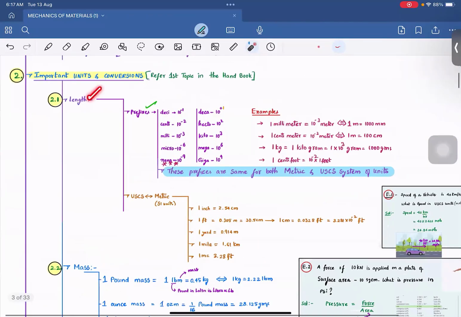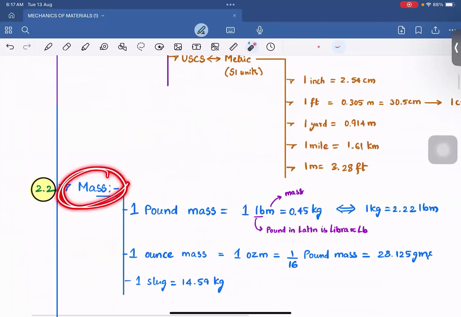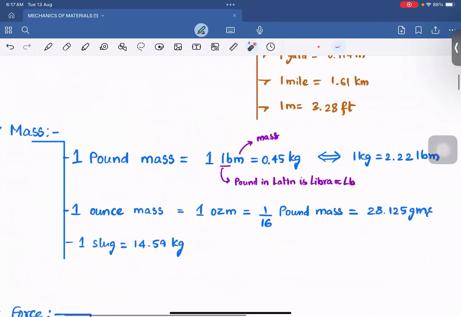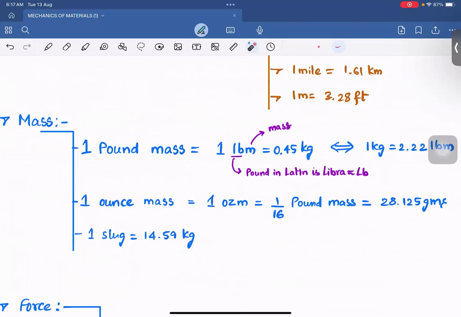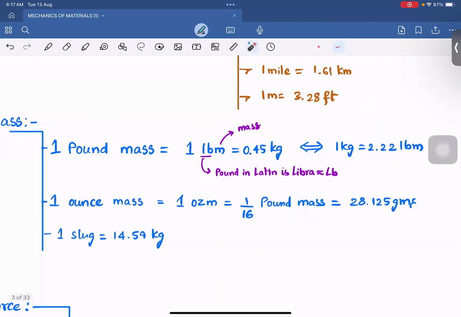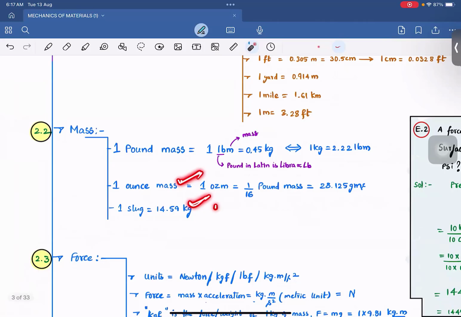And these are the units for length I have said. And coming to mass, in India we use kgs. In the US, we use pounds, and generally we measure it by pound mass, and pound is generally represented by the symbol LB. LB is from a Latin word, libra, and the shortcut is LB. So don't confuse with that. 1 pound mass is equal to 0.45 kgs, or the reverse, 1 kg is equal to 2.2 pound mass. And these are the other two types. These are not much used in the FE exam, but you can have a look at this.